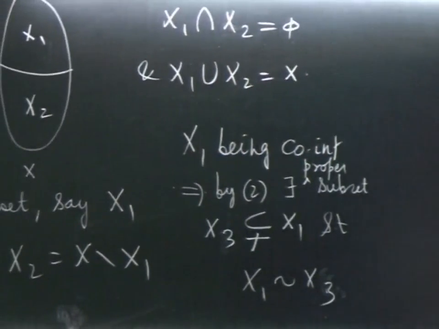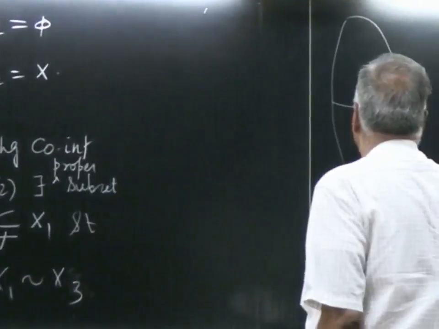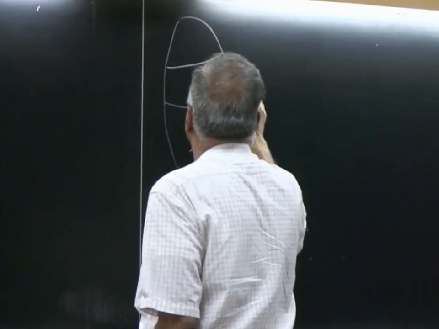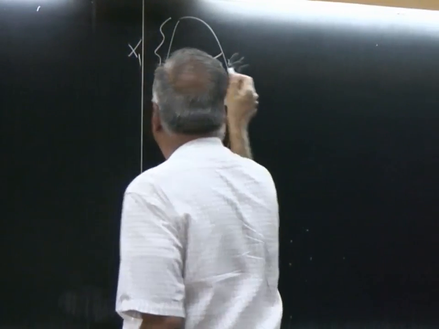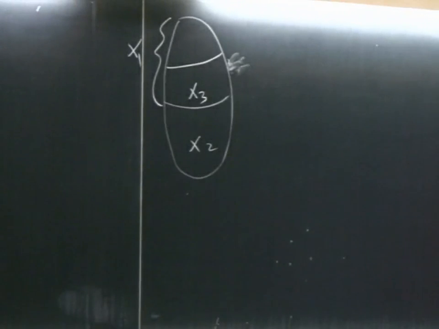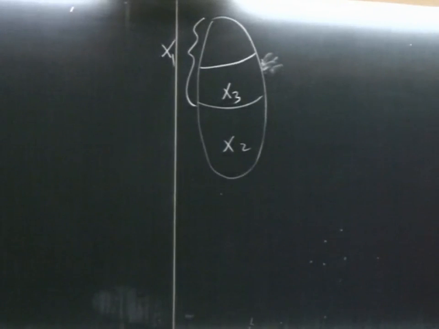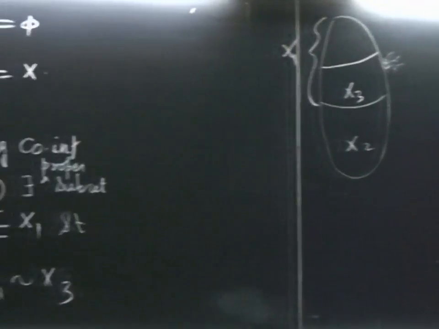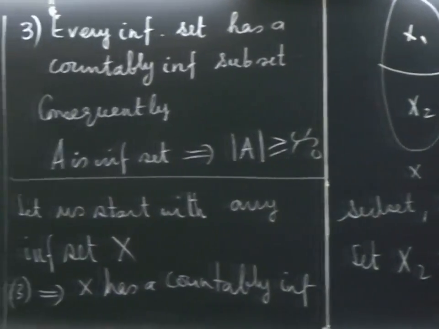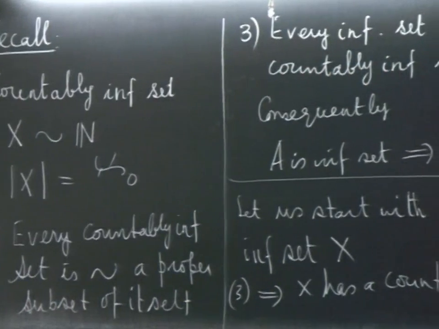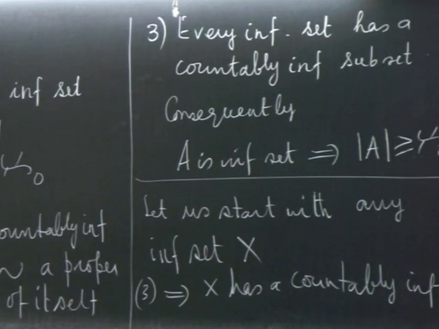So what is the picture now? This was X1, and inside X1 there is an X3. This whole thing is X1, and inside X1 is sitting an X3. X3 is a proper subset of X1. So I have split the set now into 3 parts. First I split X into X1 and X2, then I split X1 itself into X3 and something extra, and the extra is non-empty. Why? Because this is a proper subset.